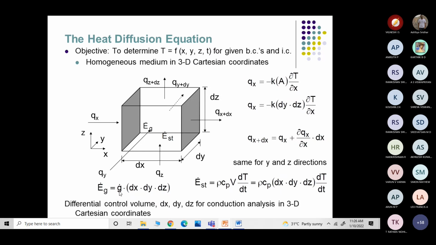So the energy Eg is the internal heat generated in all three directions, dx, dy, and dz, and then there is the stored energy. The stored energy depends upon the density, specific heat capacity, as well as the volume. The volume of the simple cube shown here is dx dy dz. So it is rho cp dx dy dz into dT by dt.